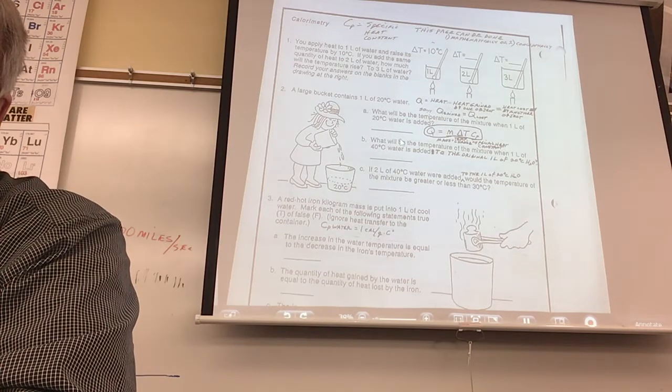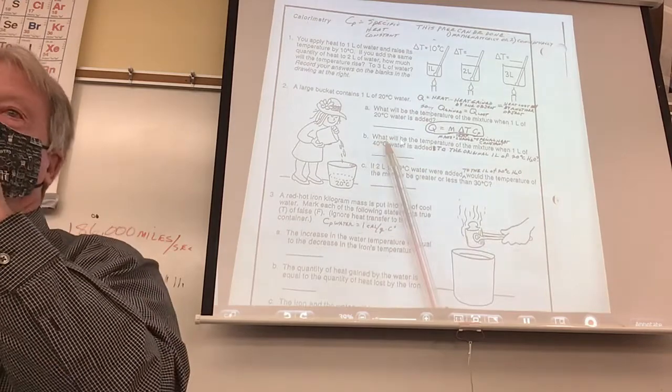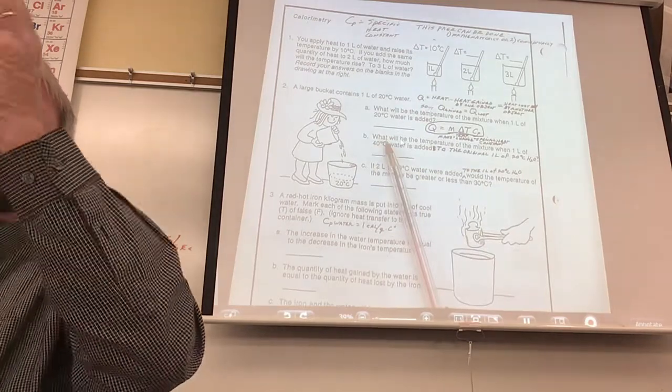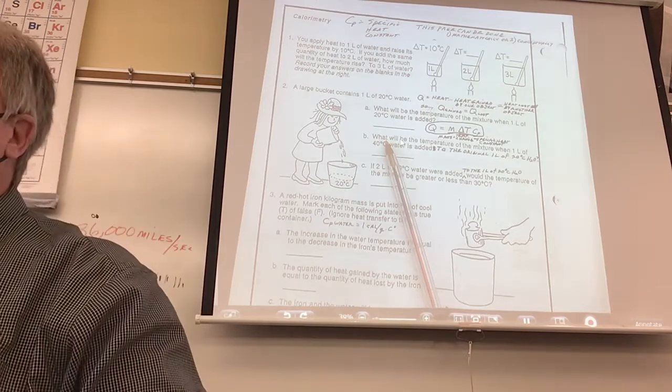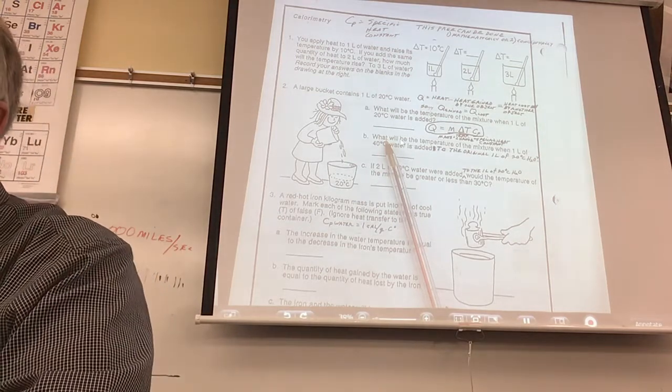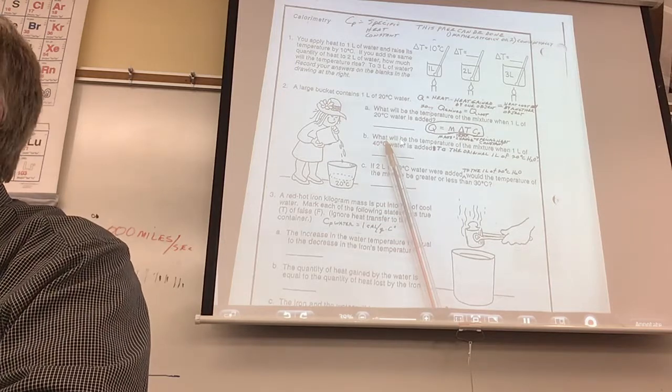What's going to happen? I'm going to add heat to that, and guess what the particles are going to do? They'll take that heat and move around faster, and the thermometer goes up and up and up. The thermometer tells me what's happening to your average kinetic energy. So now, what if I add the same amount of heat to 2 liters of water?